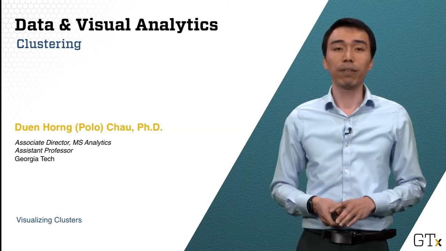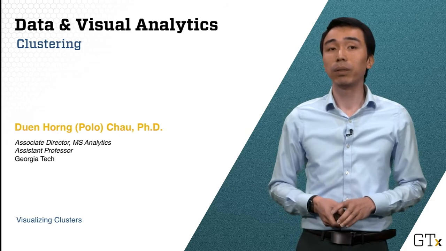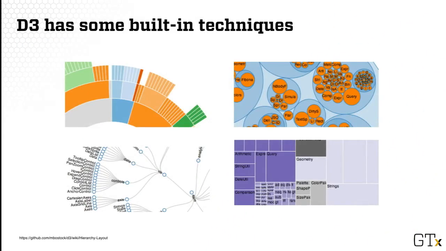Hi everyone, in the previous video you looked at a few clustering algorithms. Today we're going to look at how to visualize the results of clustering. Since clustering is very popular, there are already a lot of tools that you can use. For example, in D3 there are a few built-in techniques such as the sunburst chart, bubble chart, hierarchical graph layout, and also tree map.